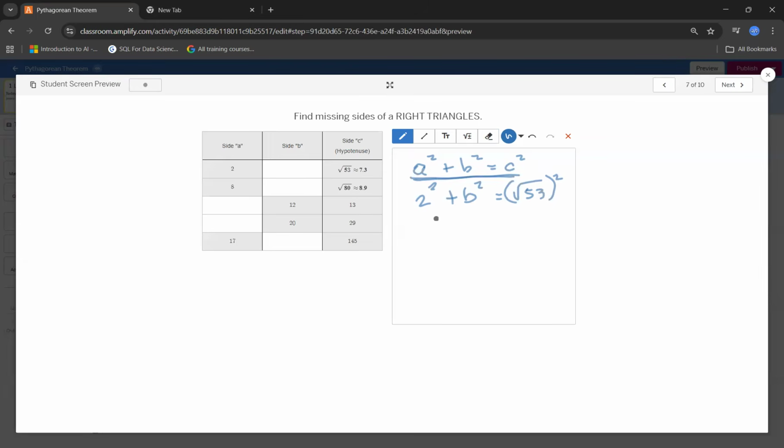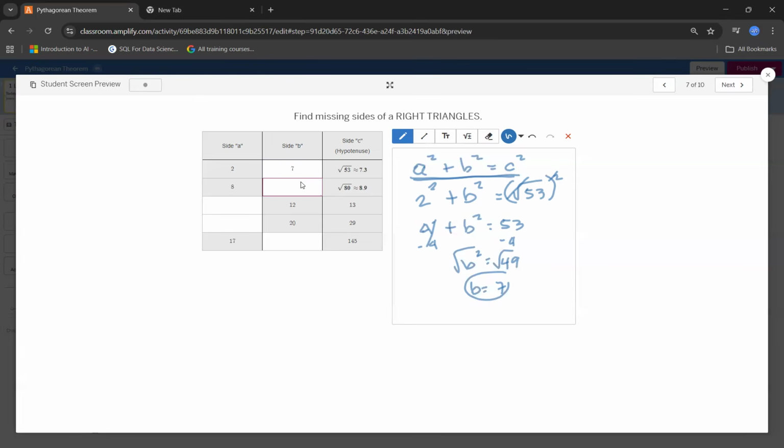2 squared, that's 4, plus b squared equals square root of 53 squared. It will cancel the square root, and it will give us 53. So we cancel 4 both sides. Then we have b squared equals 49. So we square it both sides. That's b equals 7. And we get the value of our b, which is 7.